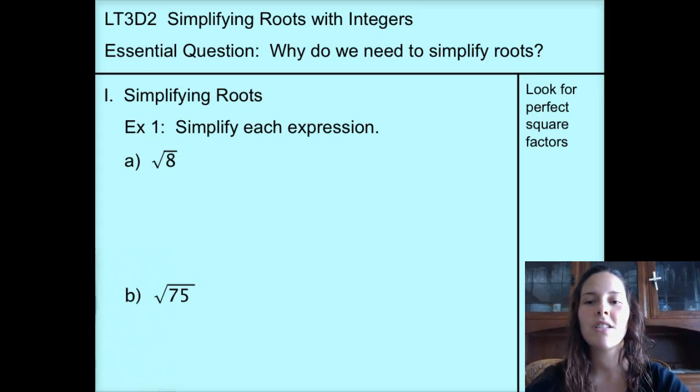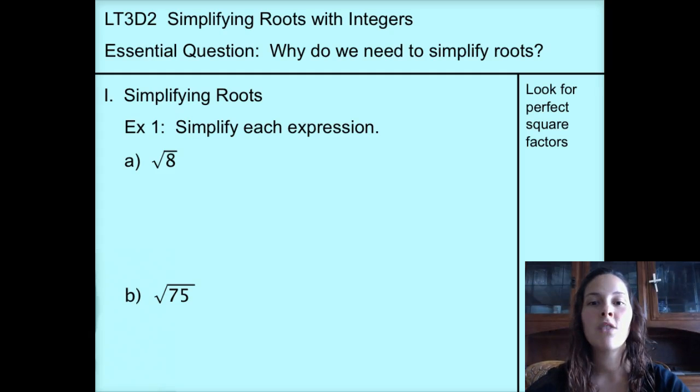Our essential question today is, why do we need to simplify roots? We do have calculators that allow us to punch them in and get an approximate value, but there are a lot of times that we want an exact answer, and we always give our answer in simplest form. If our answers are not in simplest form, then we aren't able to easily compare whether or not the answers are the same. In order to simplify radicals, we need to understand how the square root works.